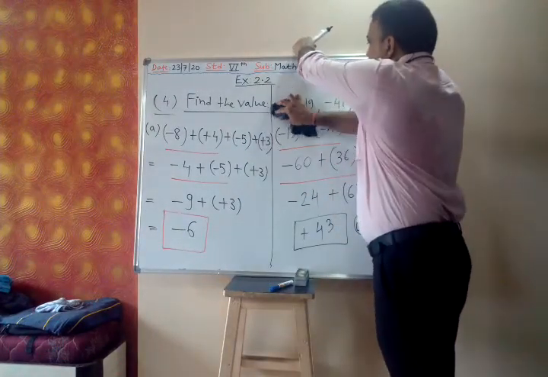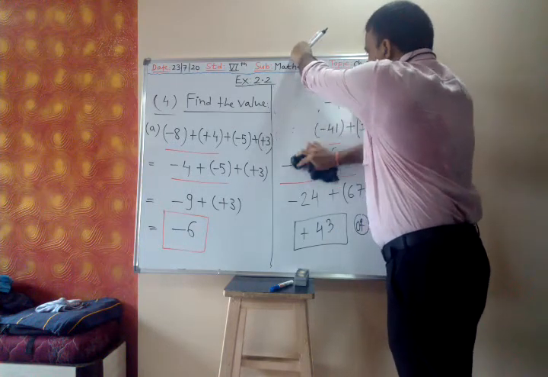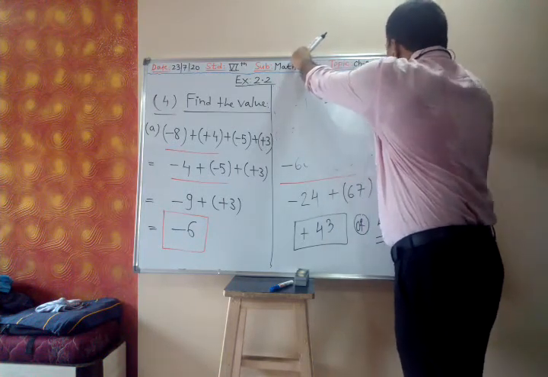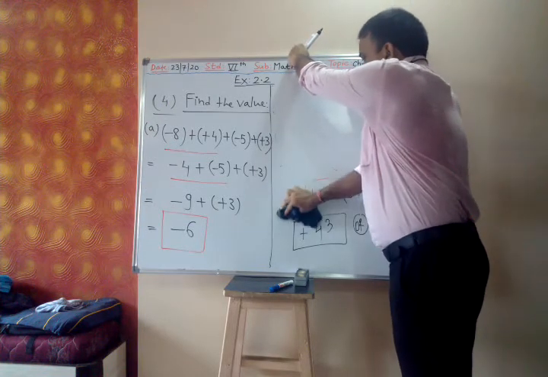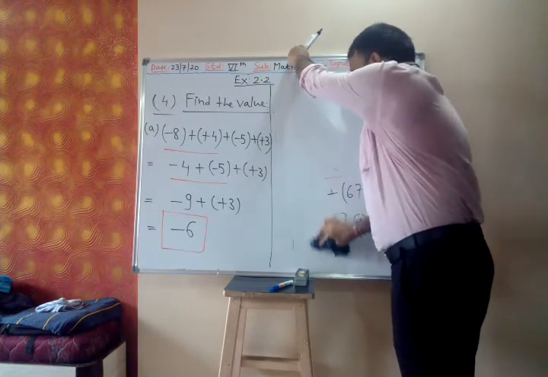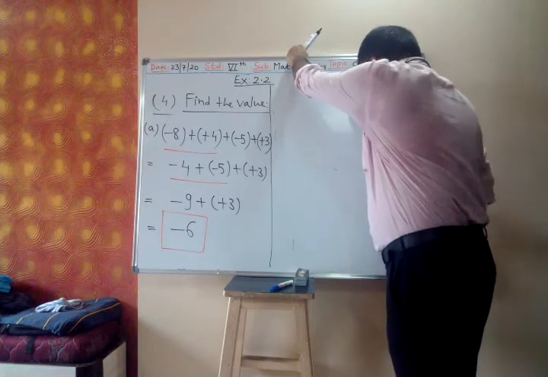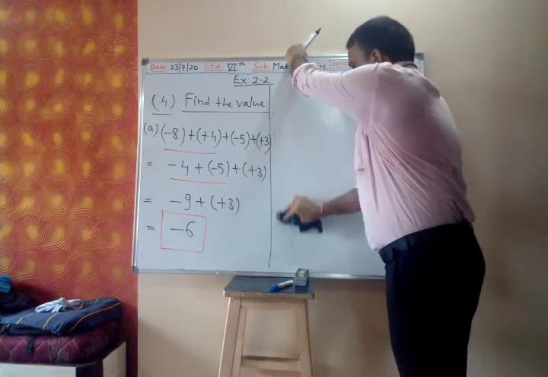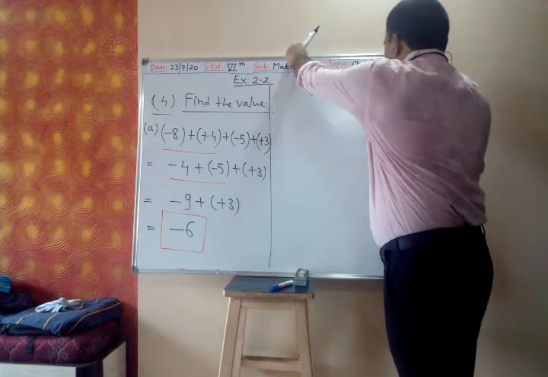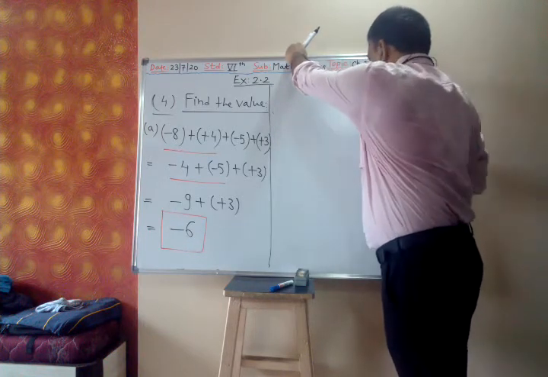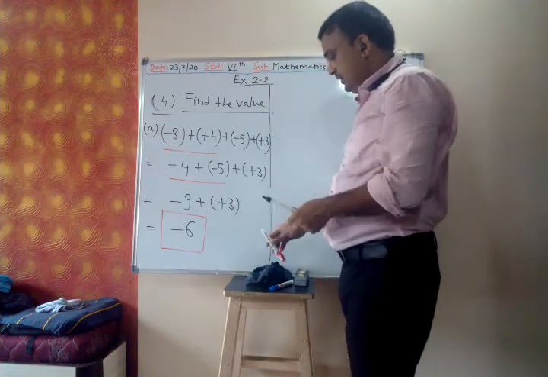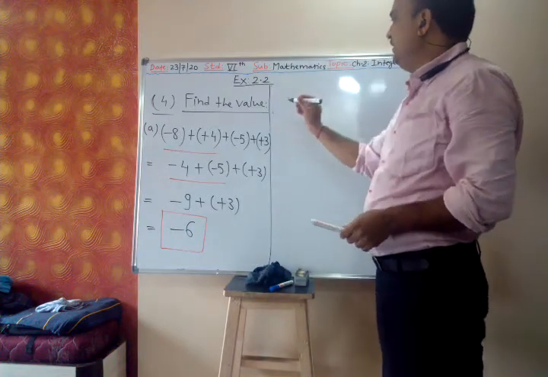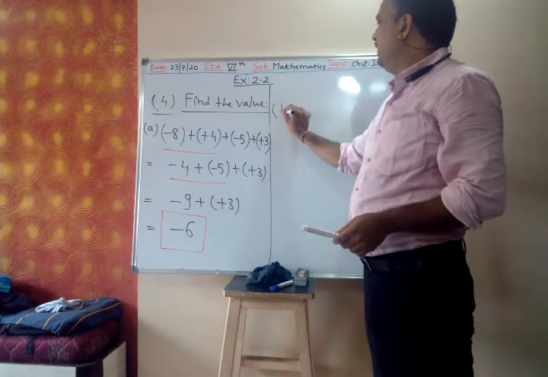So in this there will not be any homework because you have to understand this part very nicely. Five sums are there. Let us do the B part.